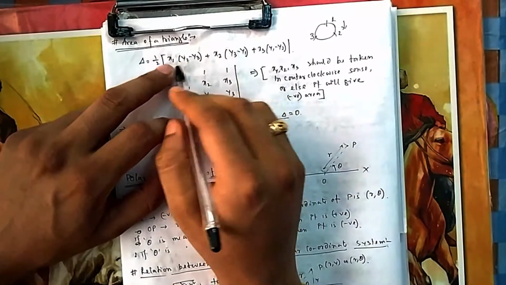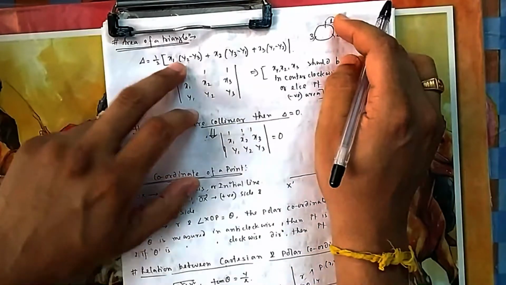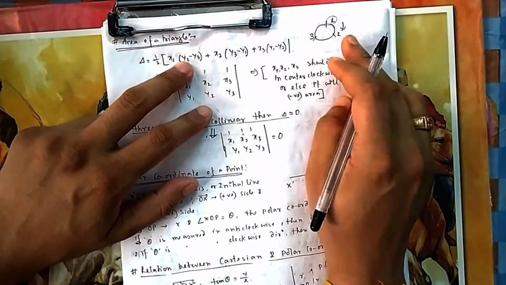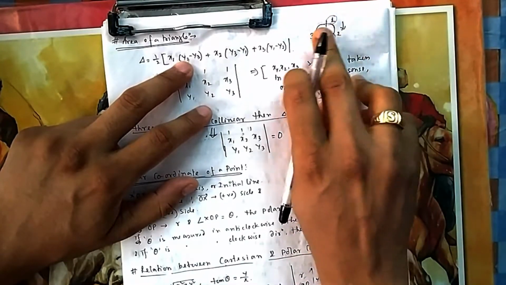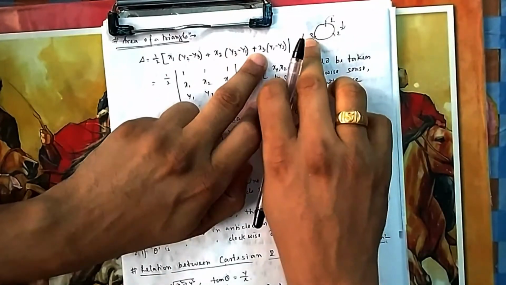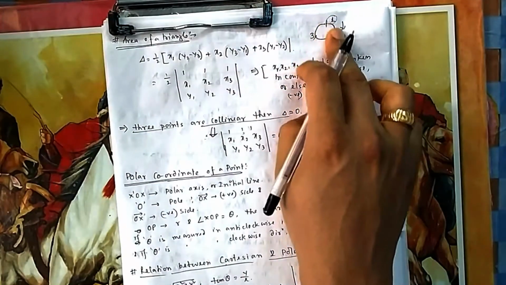So how to remember it? You can remember a cyclic order like this, 1 2 3. If you start with x1, then it is y2 minus y3. Suppose you start with x2, then what will it be? You should go in this way. If it starts with x2, then it is y3 minus y1. If you start with this position x3, then it is y1 minus y2. So you can remember in this cyclic order. That's why I have drawn it this way.